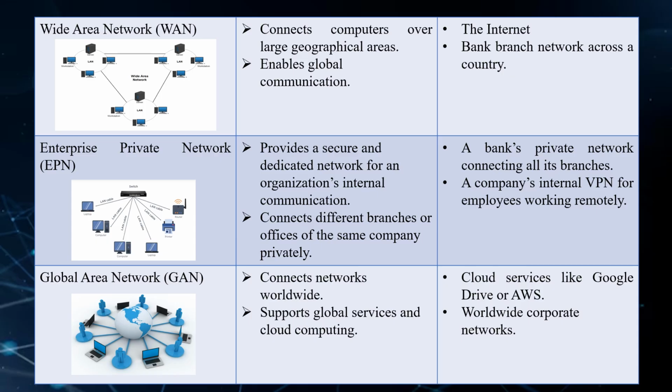Enterprise private network provides a secure and dedicated network for an organization's internal communication, and it connects different branches or offices of the same company privately. Global area network. It connects networks worldwide and supports global services and cloud computing.